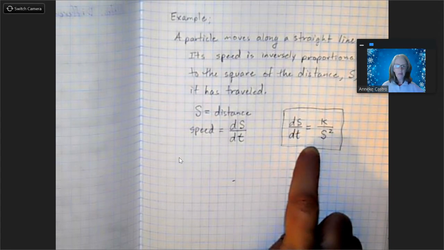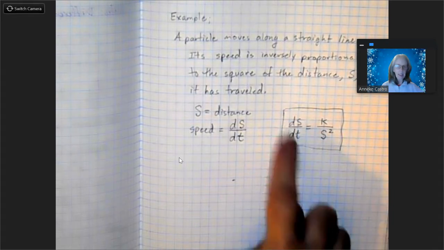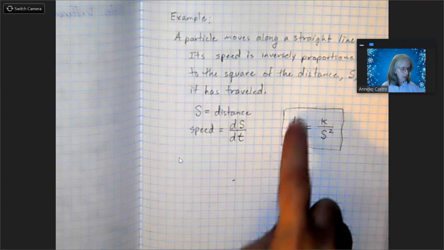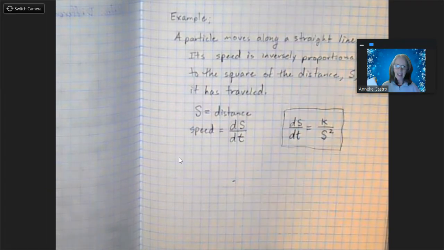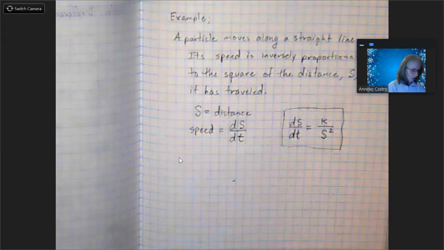So this can be separated. We can get the s's to one side and the t's to the other. So the variables that are in the derivative here, the s and the t, we want to get them to different sides of the equation. If we can separate them, then we can solve this. And remember from the Khan Academy video, the solution is not going to be a value, it's going to be a function.